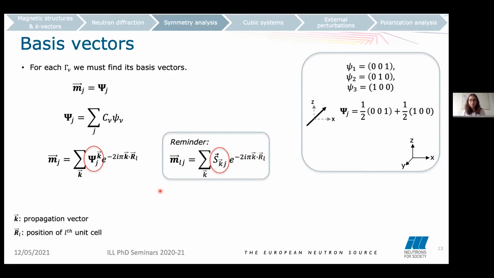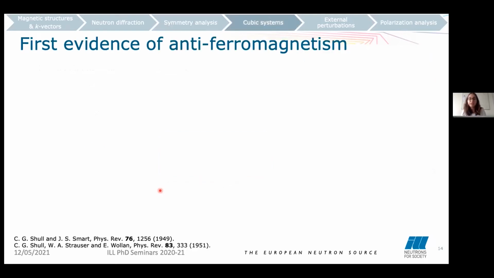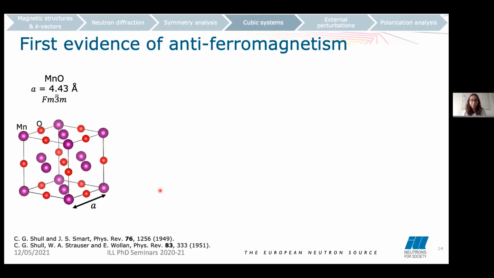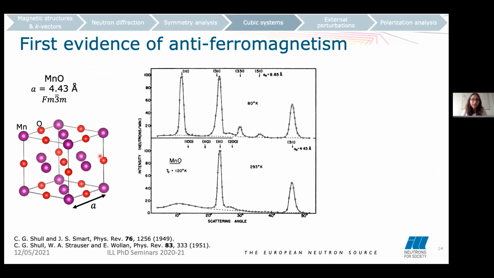So now moving on a bit to cubic systems. As Niels already mentioned, the first evidence of antiferromagnetism was in fact found on manganese oxide, which is a cubic system. And you've already seen this diffraction pattern today. So what Shull and Smart did was they measured a diffraction pattern above the magnetic phase transition temperature of manganese oxide, which is at 120 Kelvin. So they measured at room temperature, and then they measured at 80 Kelvin.